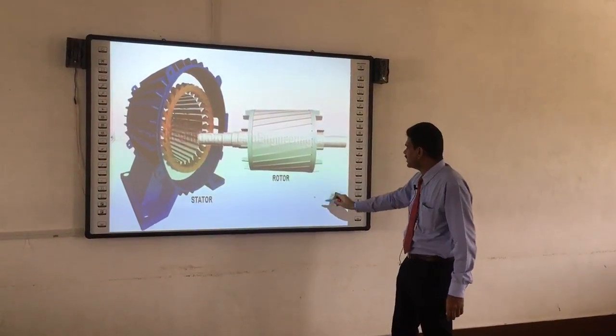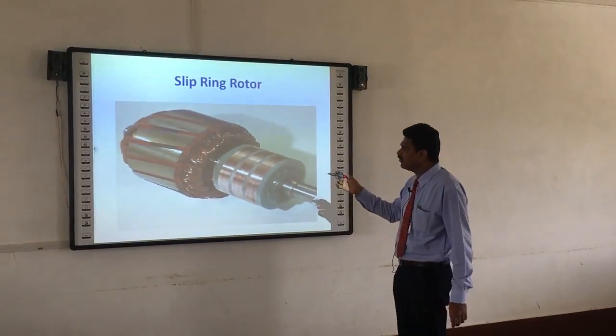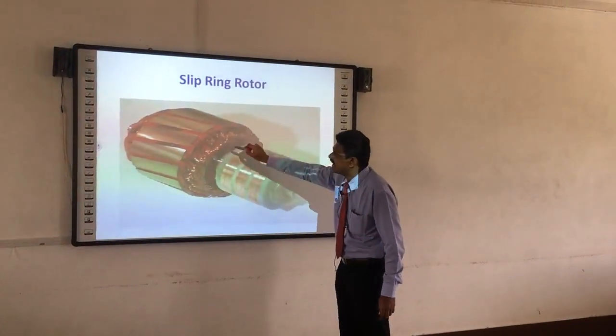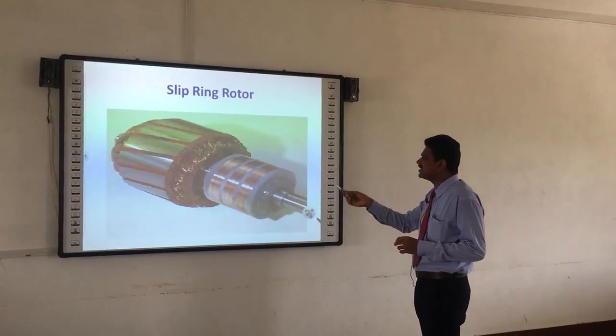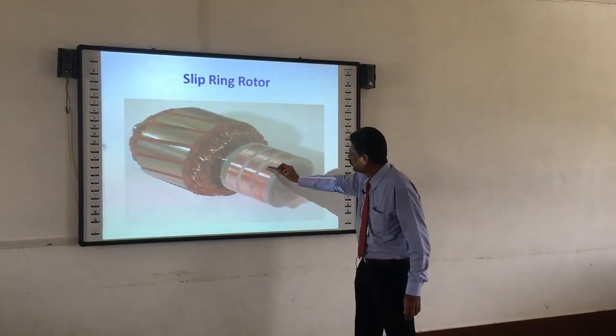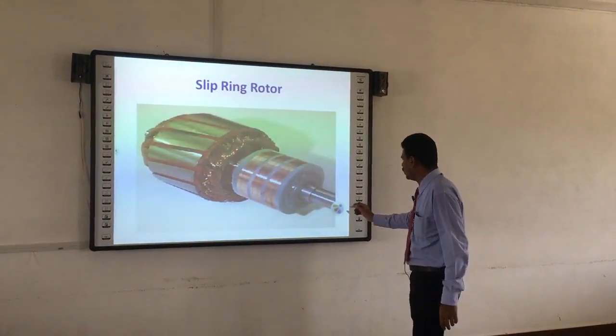Then coming to the construction of a slip ring induction motor rotor, we have three-phase windings. They will be connected either in star or delta, and the three ends are connected to three slip rings. Right, so this is the construction of an induction motor.